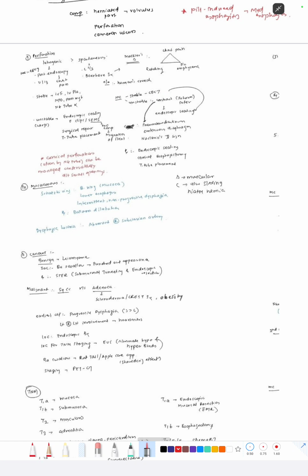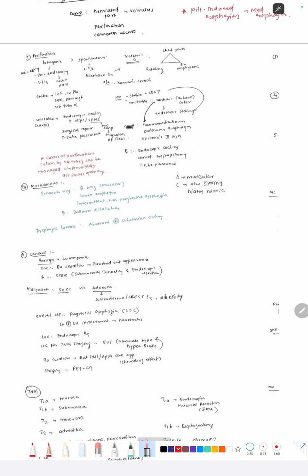this contrast can lead to pneumomediastinum, continuous diaphragm, and an Naclerio's V sign. This can be seen on chest X-ray. So on the chest X-ray, pneumomediastinum, Naclerio's V sign, and continuous diaphragm can be seen. Again, the management is the same, that is endoscopic sealing, then esophagostomy or repair over the T-tube.